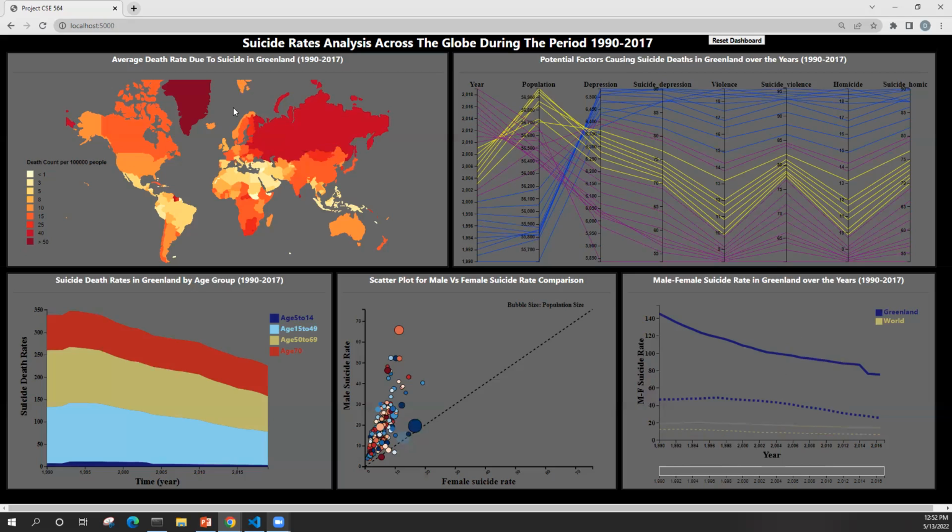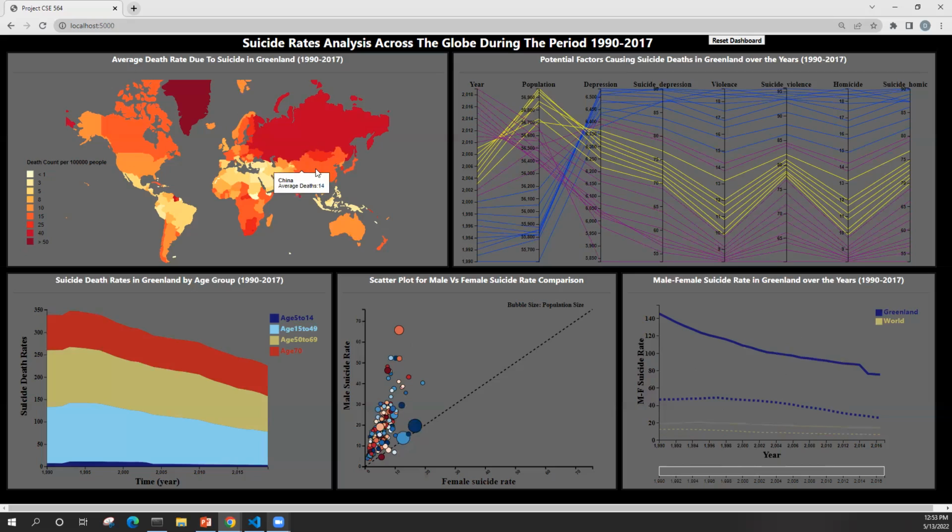So we can also see that globally the suicide rate for men is twice as high as for women. In countries with lower population, this ratio is even higher.